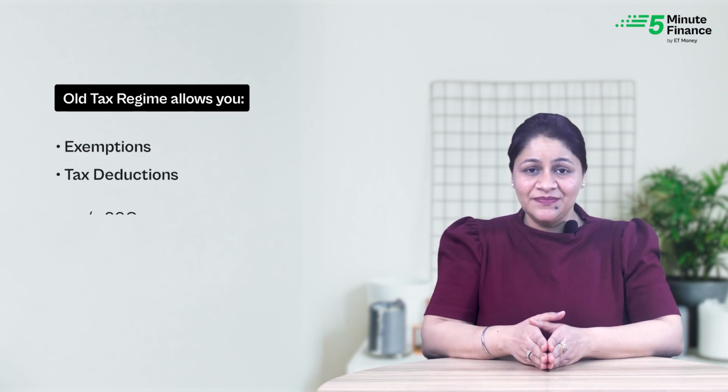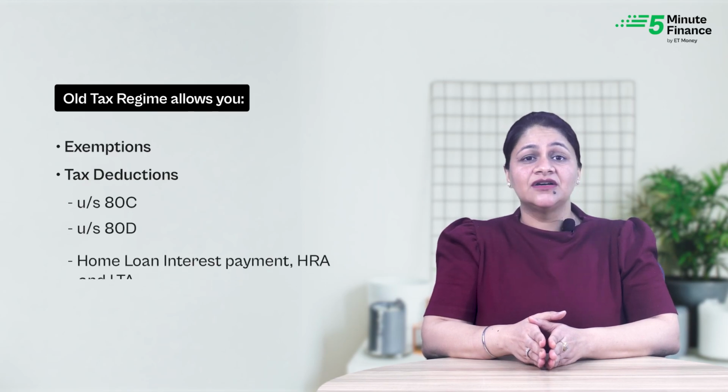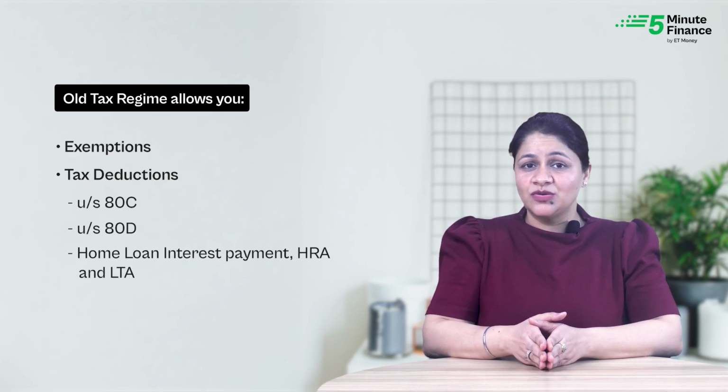Now, very quickly, let's touch upon the major difference between the old and the new tax regime. So, the old tax regime is the one which allows you to claim exemptions and tax deductions. Some common ones are deductions for various investments and expenses under Section 80C, deductions related to medical insurance under Section 80D, deductions on home loan interest payments, house rent allowance, and leave travel allowance.